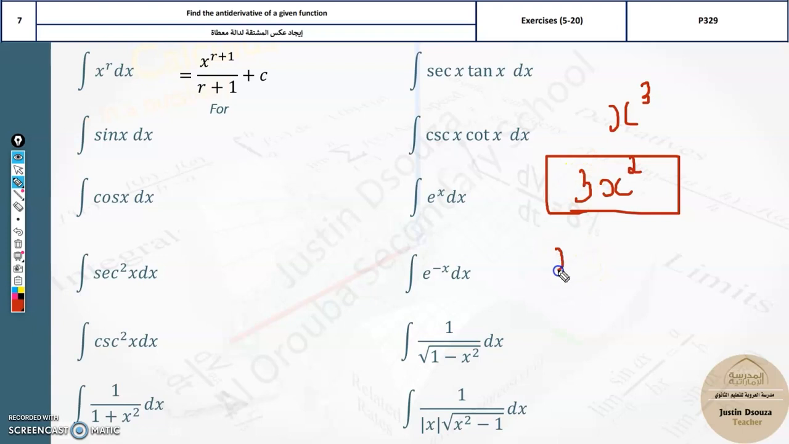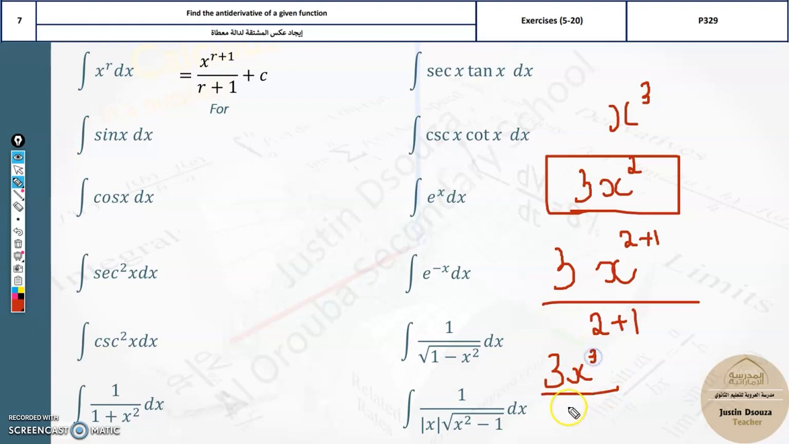So 3 is a constant, it remains. Now whenever you have x power 2, you need to add the power by 1 and divide by the final power, that is 2 plus 1. So this basically is 3x to the power 3 by 3. Now this can cancel off and you're getting x power 3 as the answer. But always remember, when you integrate, you have to write plus c. I'll tell you why. Now I hope this is clear. The power is added by 1 and you divide by the final sum, and then simplify it.